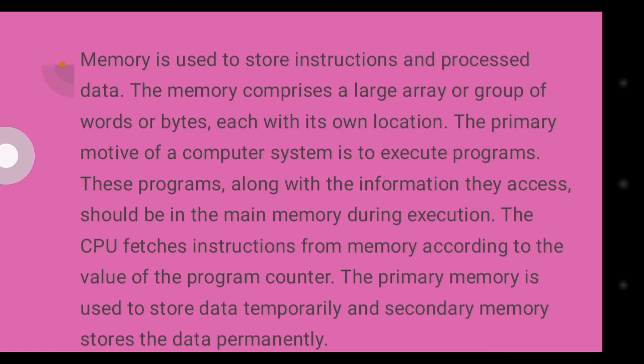The primary motive of a computer system is to execute programs. These programs, along with the information they access, should be in the main memory during execution. The CPU fetches instructions from memory according to the value of the program counter. The primary memory is used to store data temporarily, and secondary memory stores the data permanently.